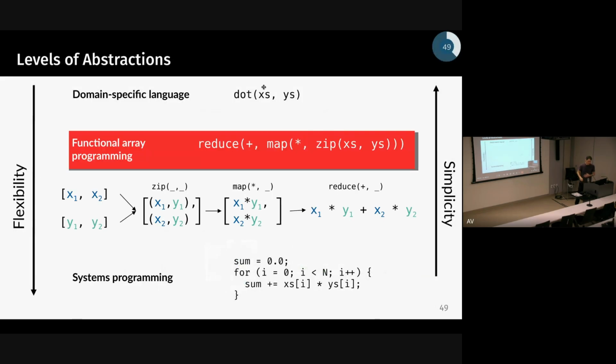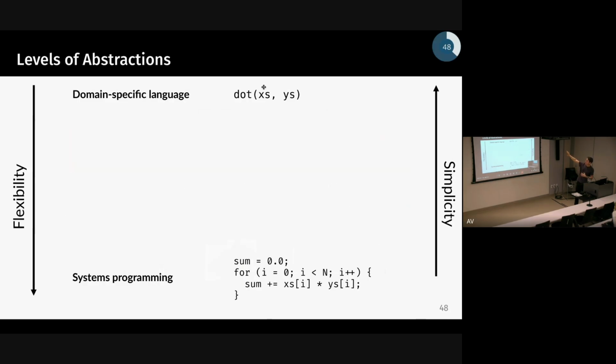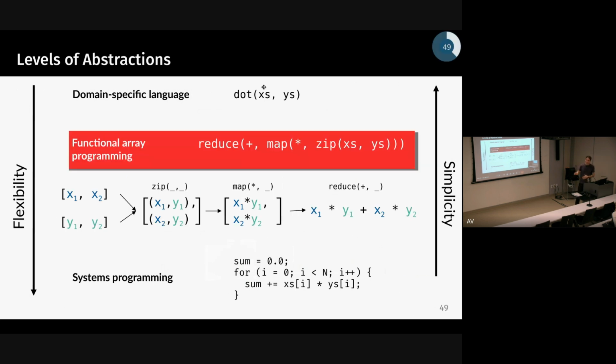So first, it is important to think of a domain of abstraction. So you can have domain-specific languages, like dot. This is a function to do the dot product. You may have that as a programmer and you directly use dot, or you can do low-level system programming with for loops, variables, arrays, pointers, etc. And in between, you find functional programming or array programming, if you like.